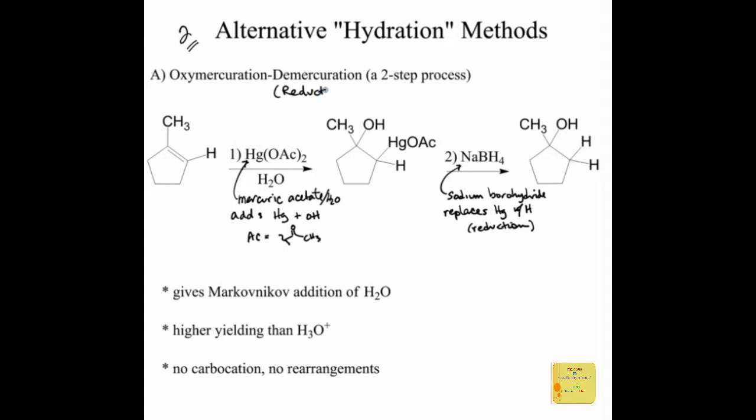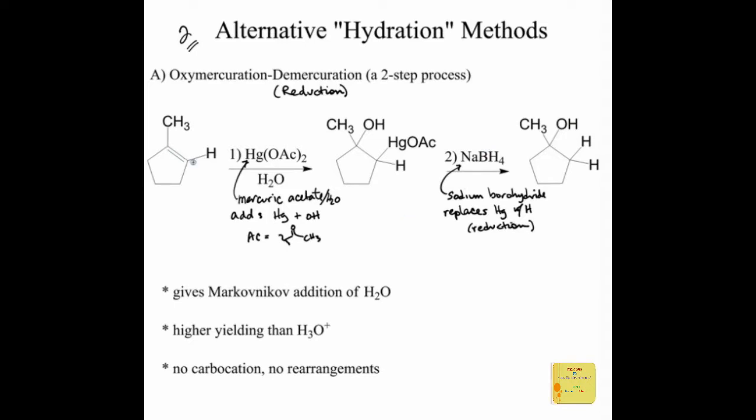Some textbooks might have it described as that process because the second step is both. It's a demercuration, we're getting rid of the mercury, and because we're replacing it with a hydrogen, it's a reduction. So what happens here, we look at our structure, this mercuric acetate group gets replaced and it's just a hydrogen. So overall, let's look at the big picture comparing our starting material to our product.